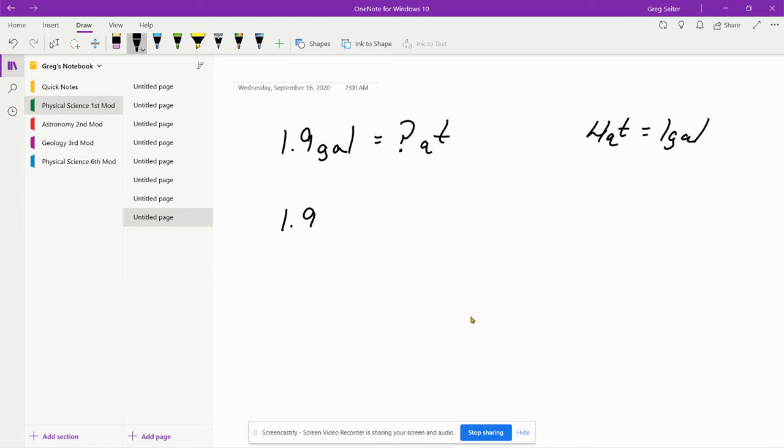Make our fraction. Plug in our conversion. Remember, gallons on the bottom. We want to get rid of gallons, so they'll cancel out. And then again, multiply straight across and divide.